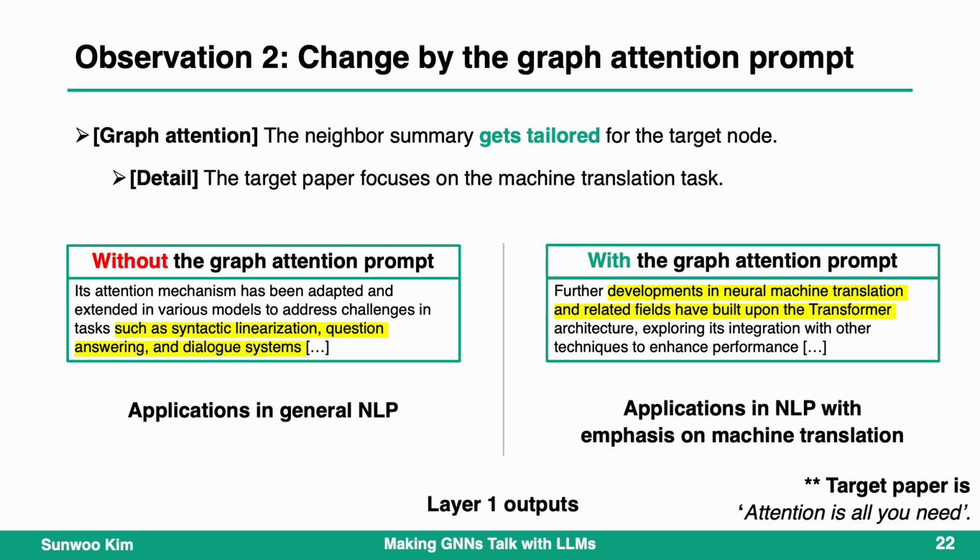Second, with graph attention, representations become target node specific. Given the transformer's translation-based evaluation, attention tends to make the LLM focus on translation task-related neighbors. Without it, the representation covers general NLP.